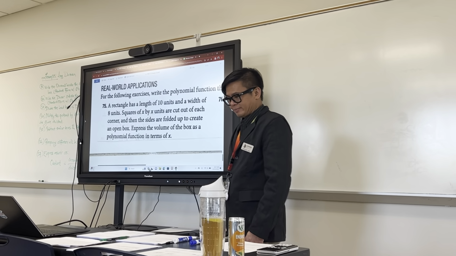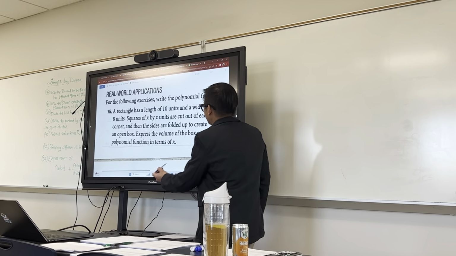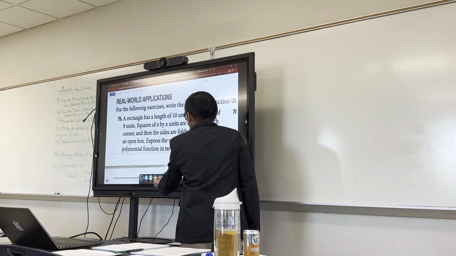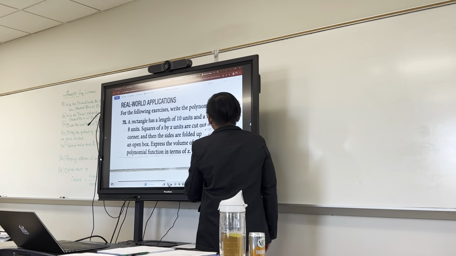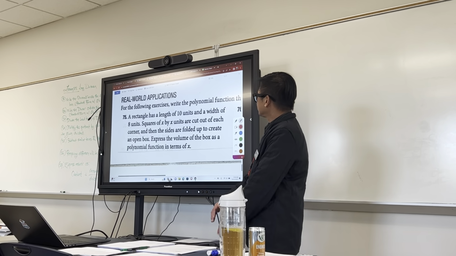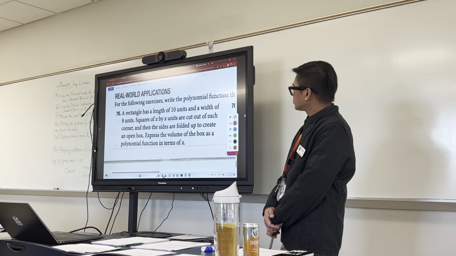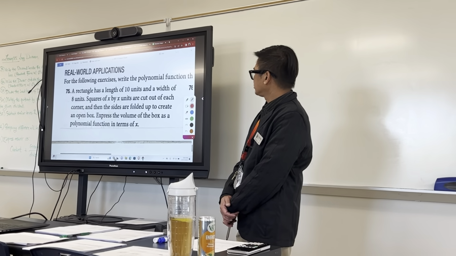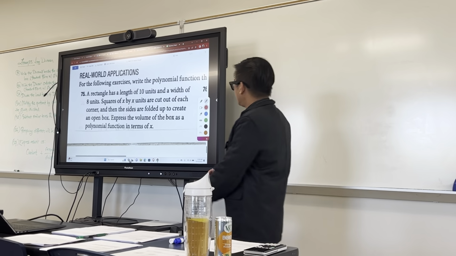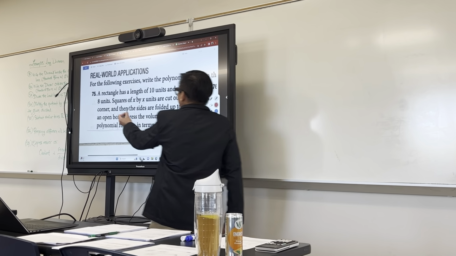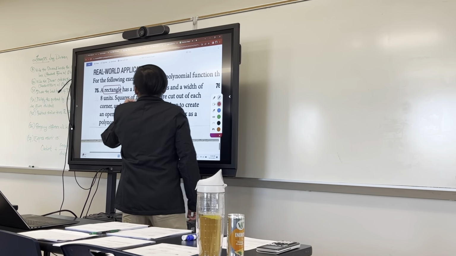A rectangle has a length of 10 units and a width of 8 units. Squares of x by x are cut out of each corner, and the sides are folded up to create an open box. Express the volume of the box as a polynomial function in terms of x. All right. So again, this is a rectangle, right?